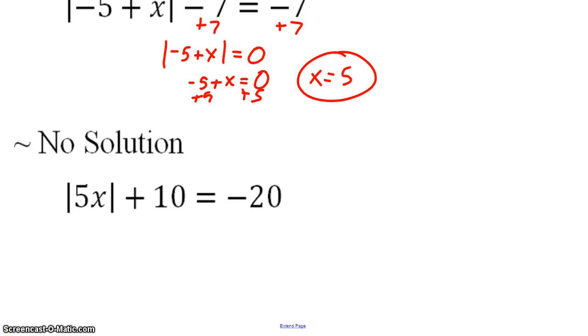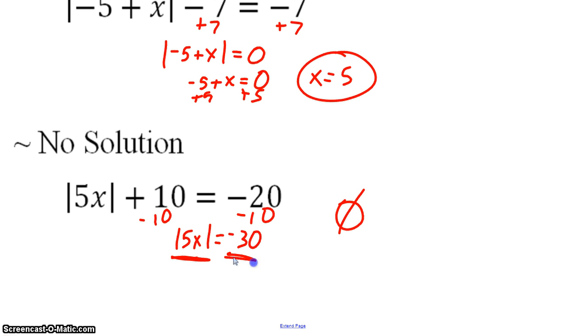So, first step would be to isolate the absolute value. Subtract 10 from both sides. The absolute value of 5x equals negative 30. Now you may be thinking that you can set up two cases for this, but even if you set up the two cases, it's going to give you two answers that do not work, because absolute value itself always turns out to be positive. So if absolute value is set equal to a negative number, the answer is always no solution. So because we had the absolute value of 5x equal to negative 30, the final answer there is no solution.